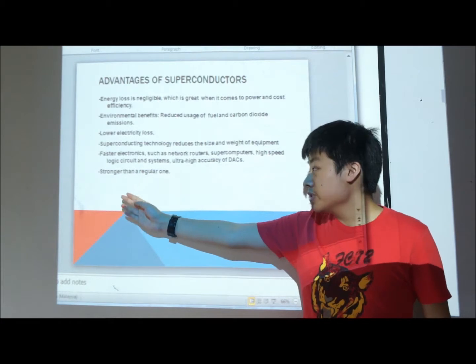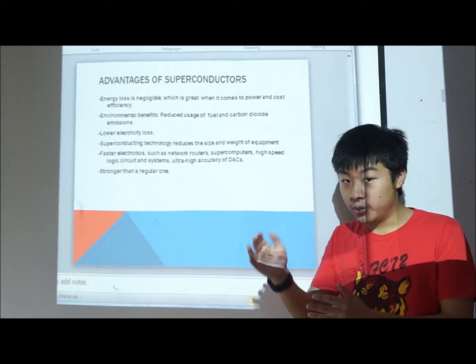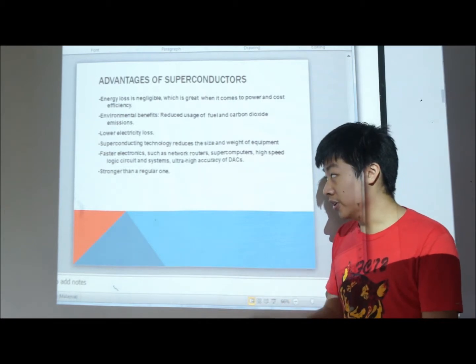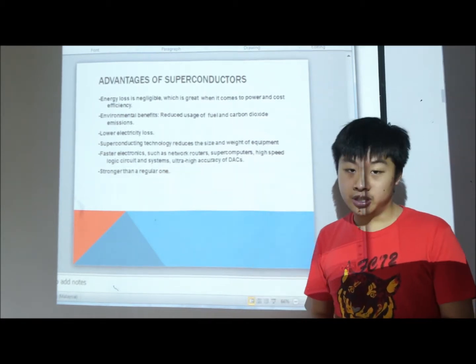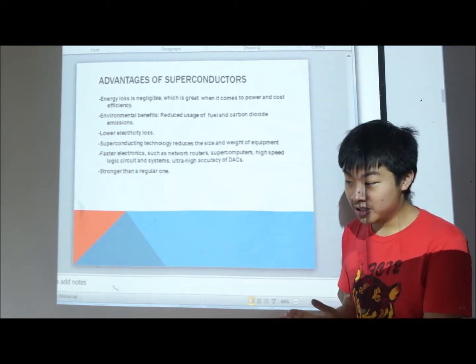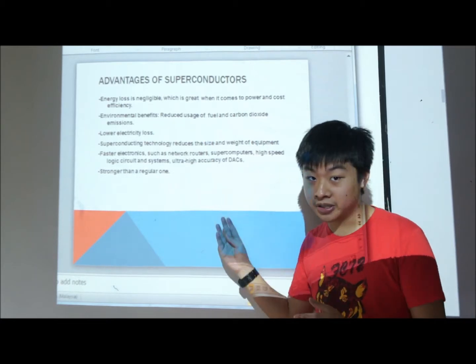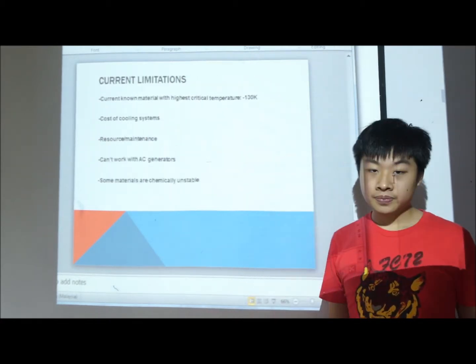So, also, when it comes to superconductors, they will have a stronger magnetic field. And this will be called the superconducting magnets. Superconductors themselves can become a magnet, and they'll be stronger thanks to the Meissner effect, as explained earlier.